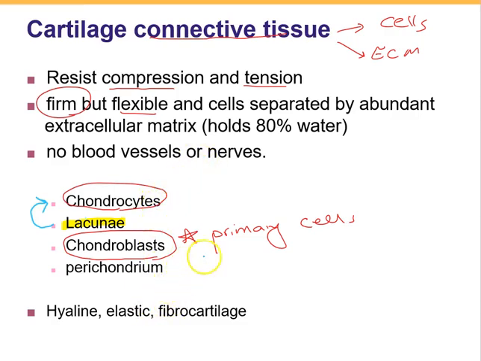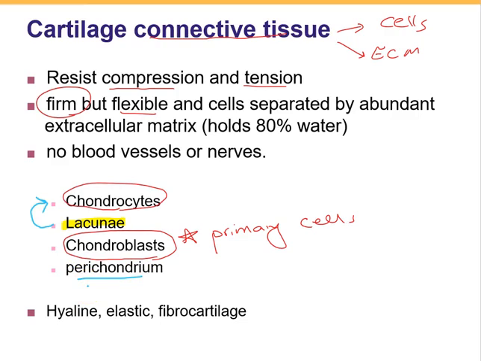And chondroblast, as I mentioned, is the primary cell. They are able to produce and secrete the initial components of the extracellular matrix during cartilage formation and growth. But what is the perichondrium? The perichondrium is a dense connective tissue which surrounds the cartilage.